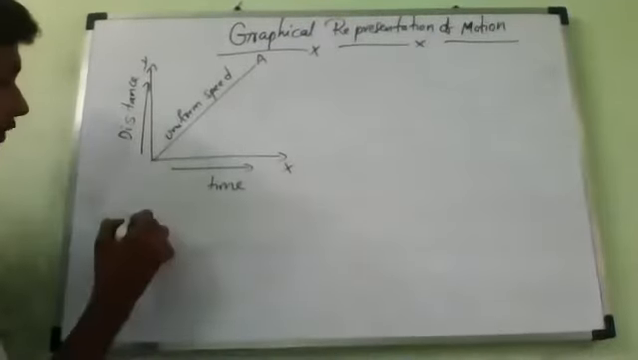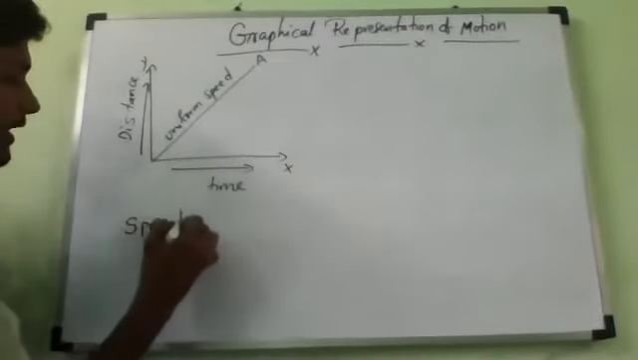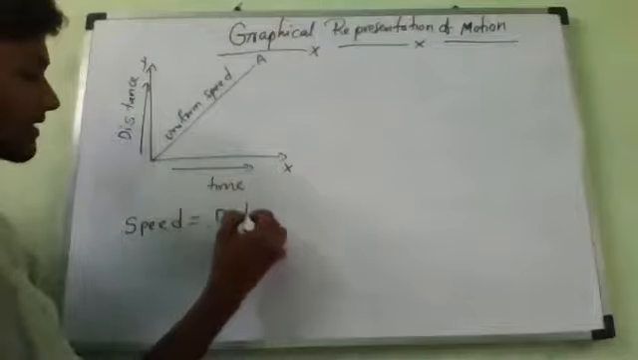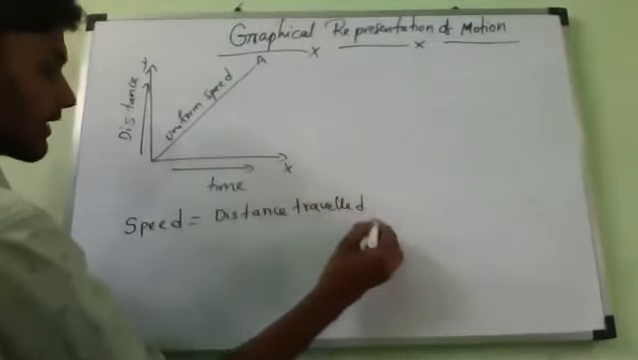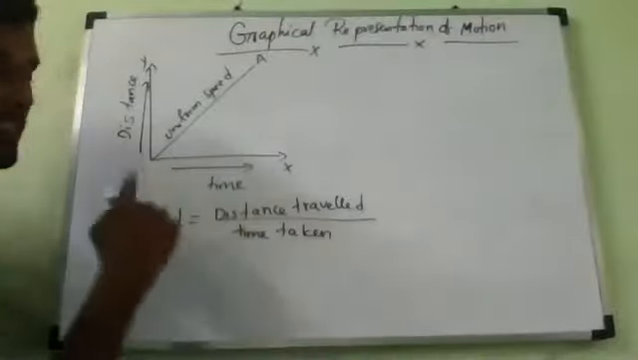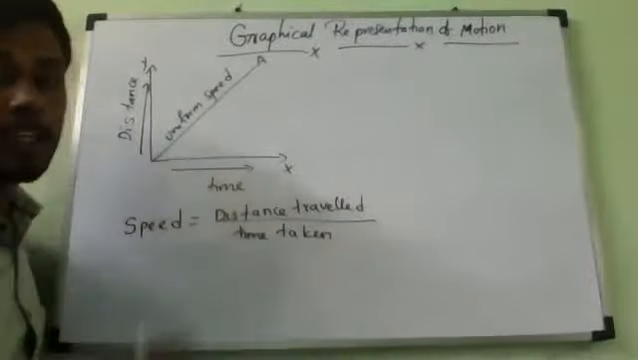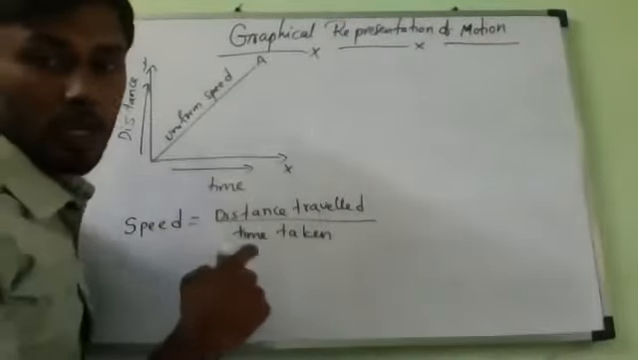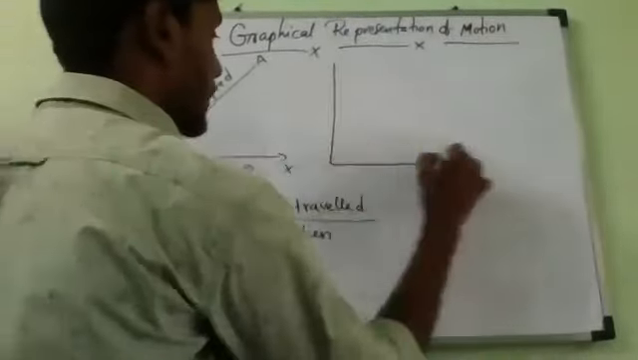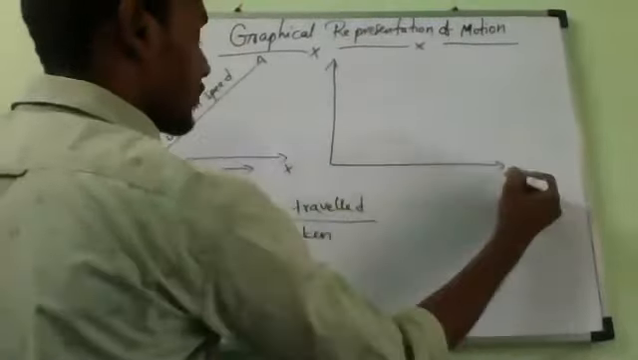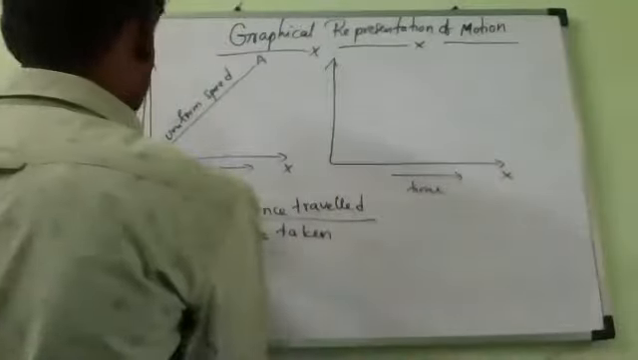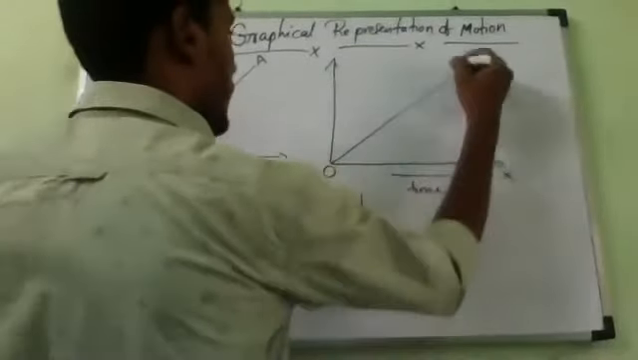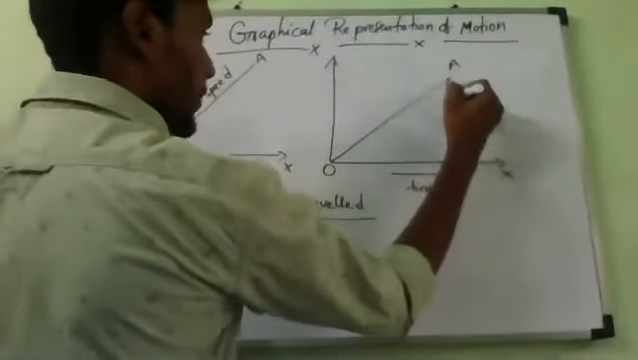So in this case, how to find the speed? Speed is equal to, what is the formula? Distance traveled divided by time taken. So now how to find the speed from the uniform speed graph? Very, very important. This is only graphs. So we can just find the slope of the graph. So this is the time axis. Understand? So now just find the slope of this graph. Let me imagine this is the point A.